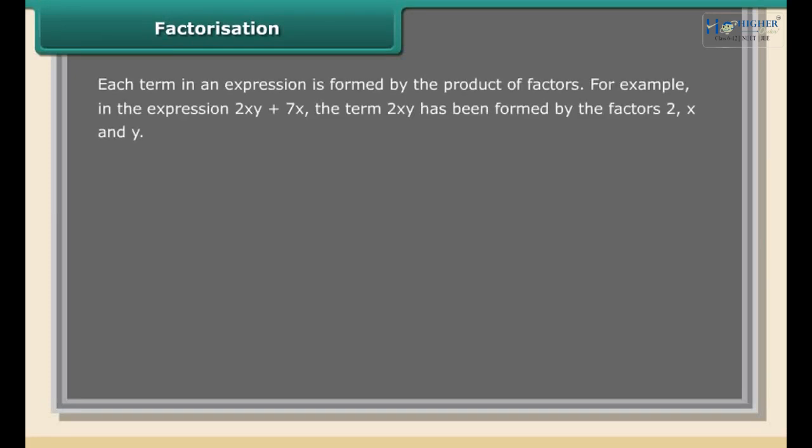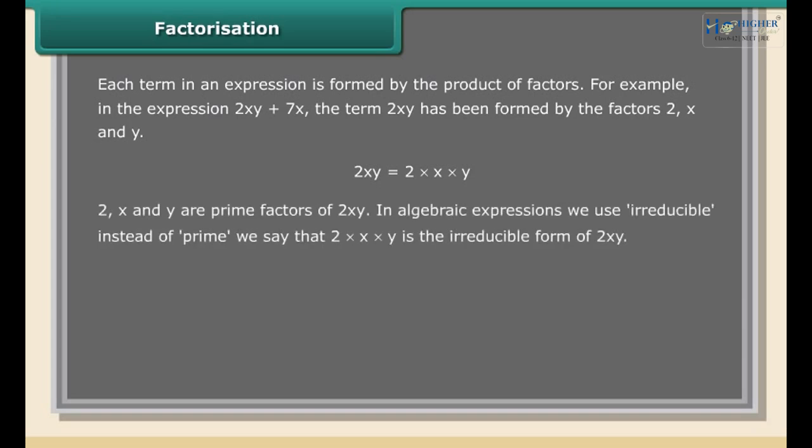Factorisation. Each term in an expression is formed by the product of factors. For example, in the expression 2xy + 7x, the term 2xy has been formed by the factors 2x and y. 2xy is equal to 2 × x × y. 2, x and y are prime factors of 2xy. In algebraic expressions, we use irreducible instead of prime. We say that 2 × x × y is the irreducible form of 2xy.